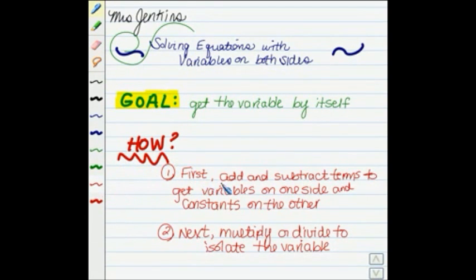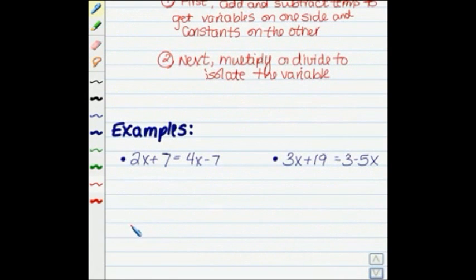The first thing we want to do is add and subtract terms so that we get the variables on one side of the equation and the constants on the other side of the equation. Doesn't matter which side each is specifically on, just put them on different sides. Then you'll multiply or divide to completely isolate that variable. So we'll add and subtract terms first.